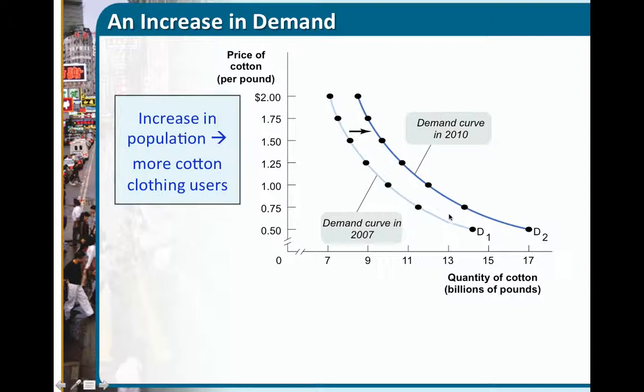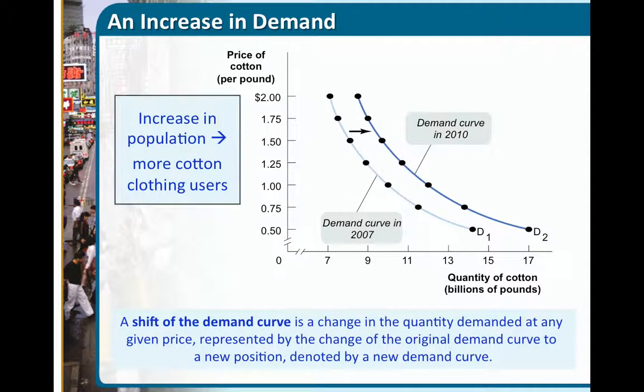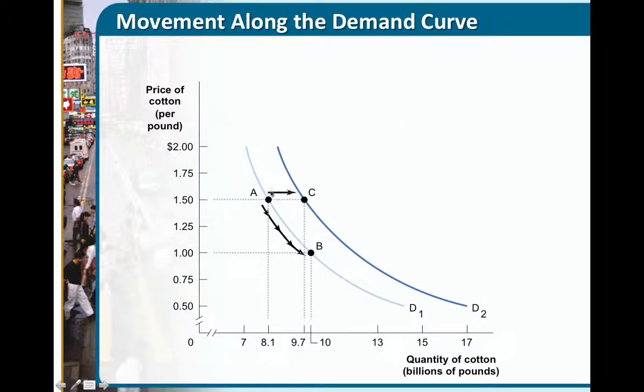Now this is where many students get hung up. There's a very big difference between a change in the quantity demanded and a change in the demand curve itself. Movement along the demand curve is just the movement in quantity demanded because of changes in price. You'll see from point A to point B. At point A, the cotton is priced at $1.50, and at point B, it's priced at $1. Because the price is lower, the quantity demanded is higher, 9.7 compared to 8.1 billions of pounds. That's a lot of pounds.